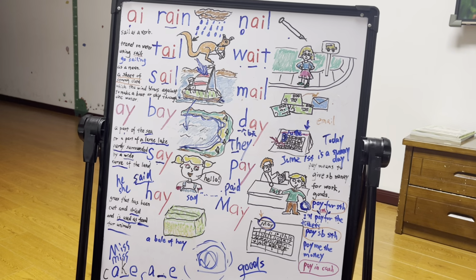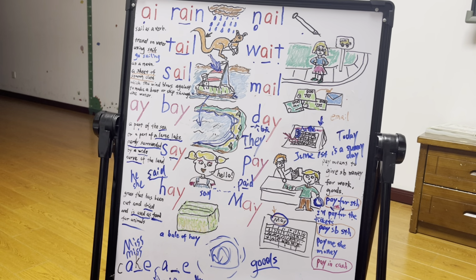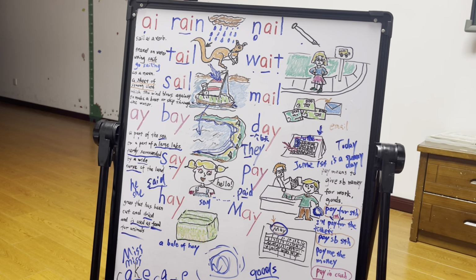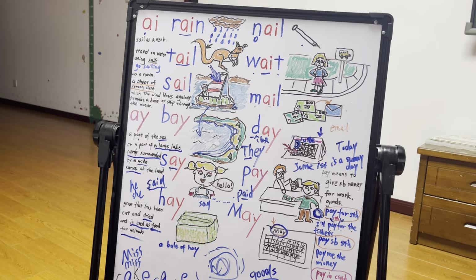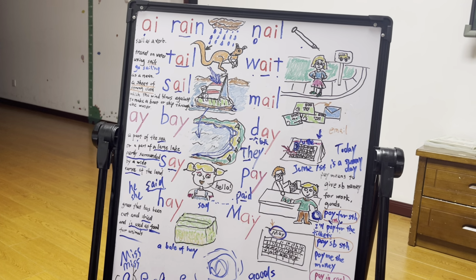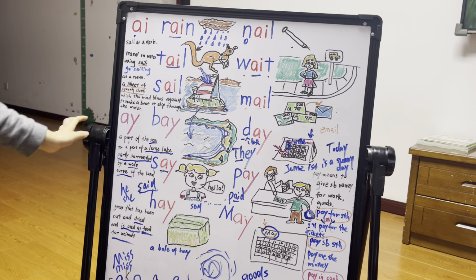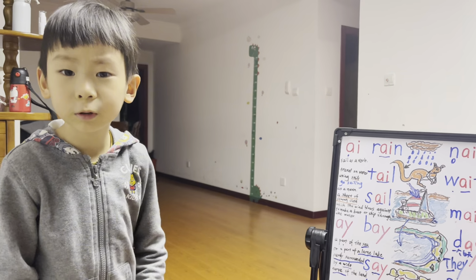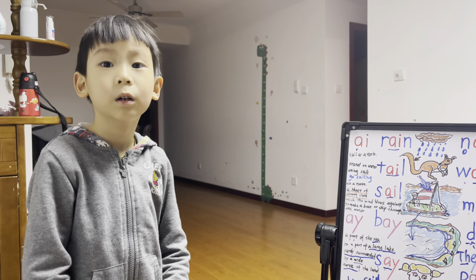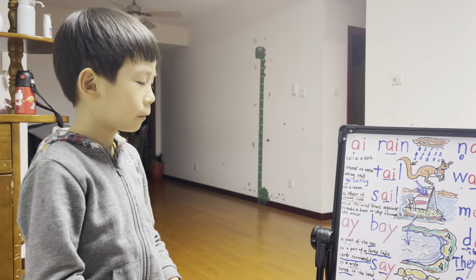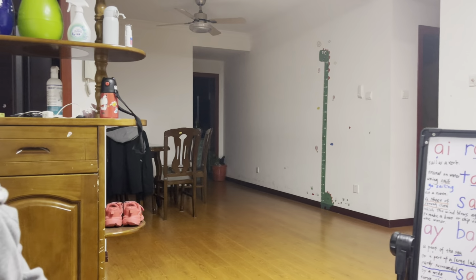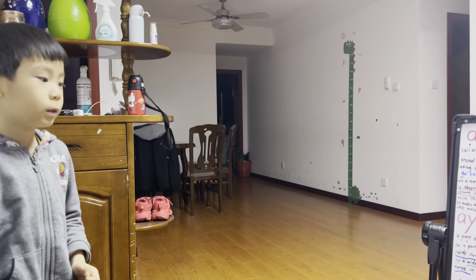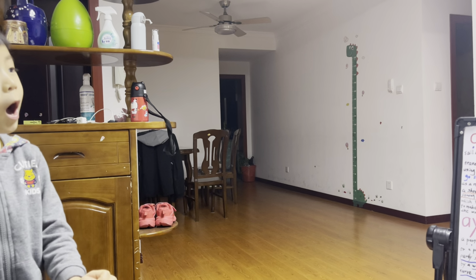Okay, next one. How do you say D-A-Y? You were on the... Yes, I was on the boat of the bay. Sea. On the boat. I was on the sea. How do you say coconut tree? Where is there a bay? Oh, I know. You can see the coconut tree. I can see the coconut tree. You can see the coconut tree at the bay.